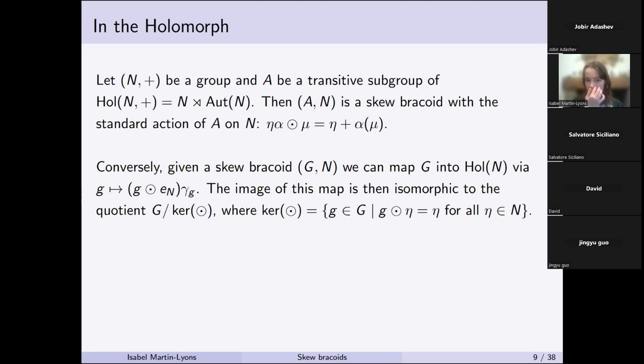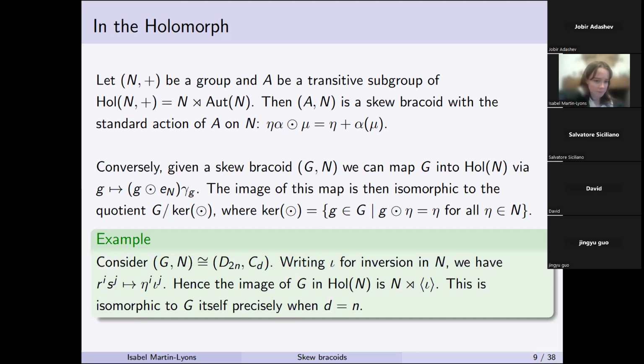And conversely, if we have a skew bracoid G, N, we can map G into the holomorph like so. G maps to G acting on the identity in N, gamma sub G. So as we've said, gamma G is an automorphism of N, and G acting on the identity in N is certainly an element of N. The image of this is then transitive on N using the same action. And the image of this is then isomorphic to the quotient of G by the kernel of the original action.